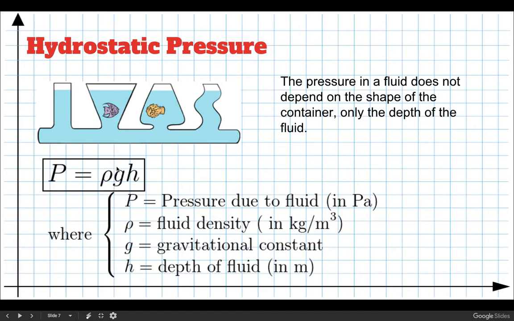Okay, so this is the formula that you're going to need to put in your toolbox. This is what's called hydrostatic pressure. If you want to find the pressure in a fluid, the pressure that's due to the fluid, you need rho, the density of the fluid, g, the gravitational constant, and h, which in this case is the depth of the fluid, and that's going to be in meters. Your density is going to be in kilograms per meter cubed. The gravitational constant, of course, is meters per second squared, and your pressure will then be in pascals.